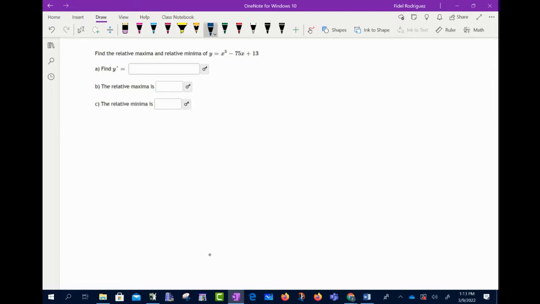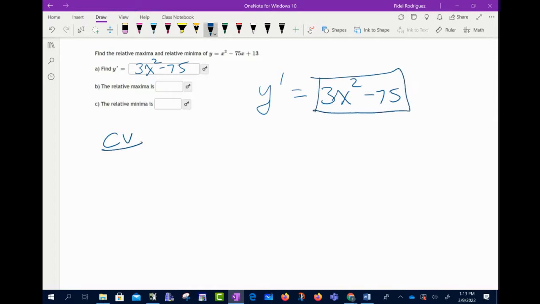So look what it says. Step number 1 says find y prime. Okay, we can find y prime. 3x squared minus what, 75? That's it. So right here, y'all, I'm just going to write in 3x squared minus 75. Okay, now to find my critical values, remember, I'm going to take the derivative here, and I'm going to set it equal to 0. Okay.